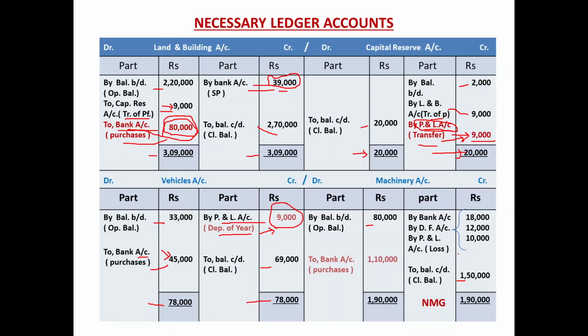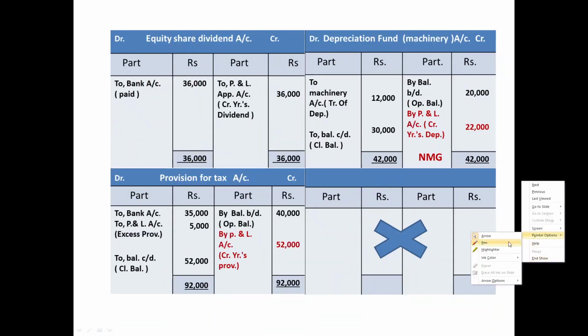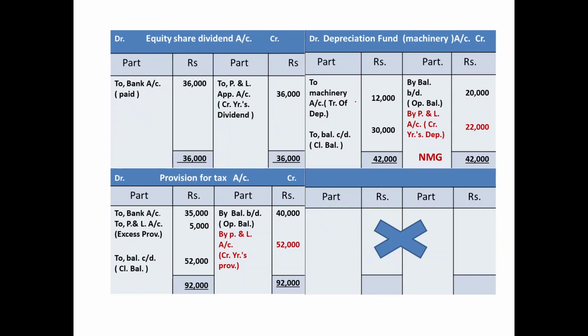Posting of the journal entry that we passed: bank account debited 18,000, depreciation fund account debited 12,000, profit and loss account debited 10,000, that is for loss. Machinery account credited 40,000, the total of these three, its original cost. While depreciation fund account is debited for transfer of depreciation, let us post it in the depreciation fund account. Depreciation fund account debited 12,000, transfer of depreciation.